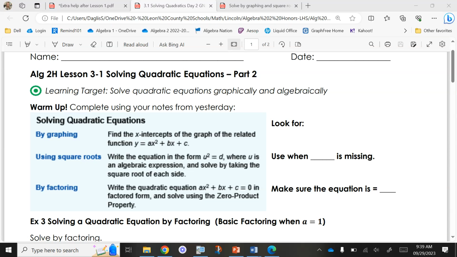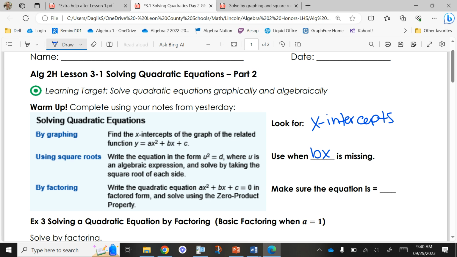All right, when we solve quadratics by graphing, what do you look for? X-intercepts, good. When do you use the method of using square roots? If bx is missing, good. And when I mention bx, I'm referring to standard form, right? ax squared plus bx plus c, when that piece is missing.